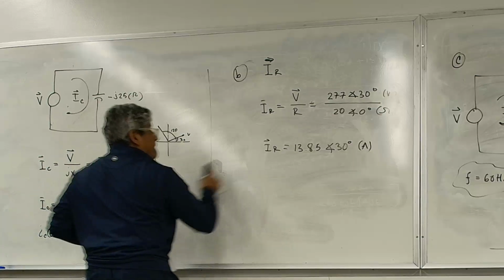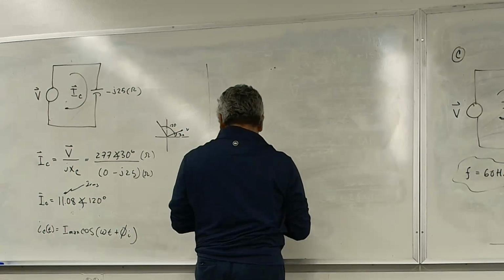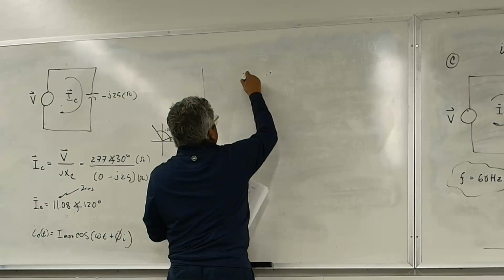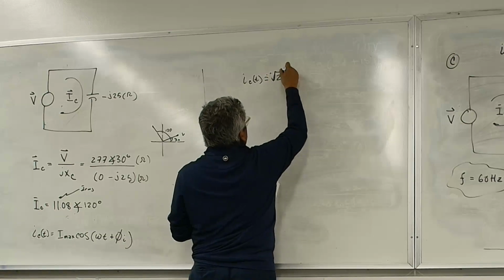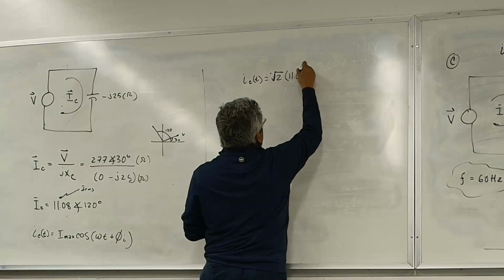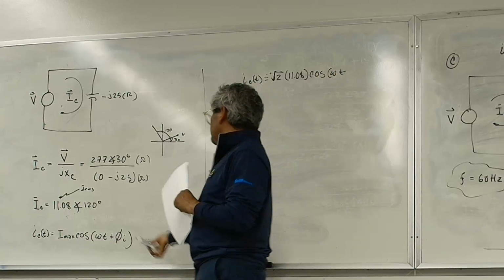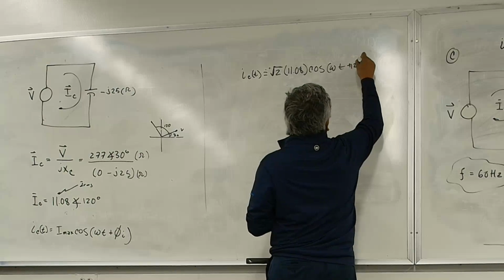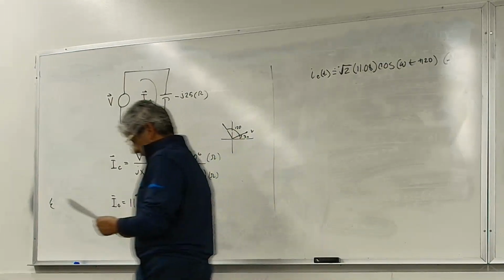So that one, the time domain signal for the current should be i_C(t) is equal to square root of 2 times 11.08 cosine(omega t plus 120 degrees), and this is also enough. So those are the answers.